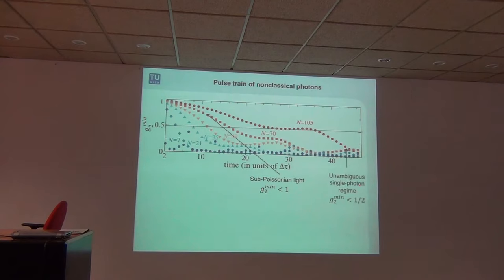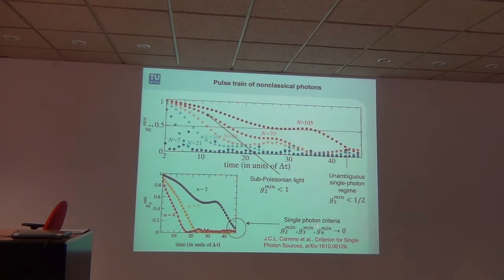And this is your unambiguous single photon regime, where your G2 minimum is actually less than half. And if you plot the higher photon processes, so if you plot the G2, G3, and the G4 functions, which relate to three photon, four photon processes, you see that all of them actually tend to zero. So this in some sense gives you a true criteria for the single photon source.